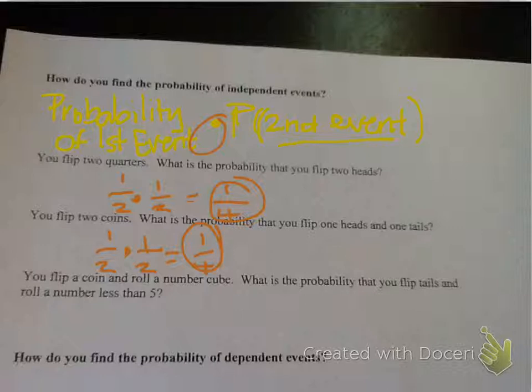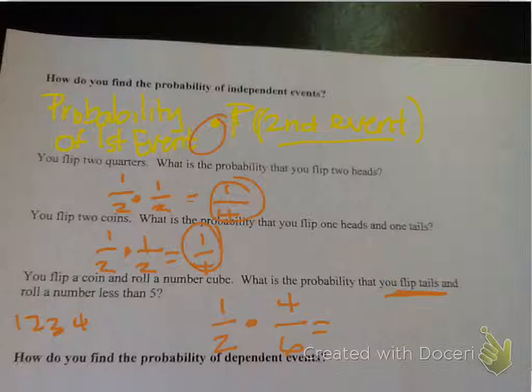You flip a coin and roll a number cube. What is the probability that you flip tails and roll a number less than 5? So the probability of flipping tails would be 1 out of 2. And the probability of rolling a number less than 5 would be 1, 2, 3, and 4. So that would be 4 out of 6.